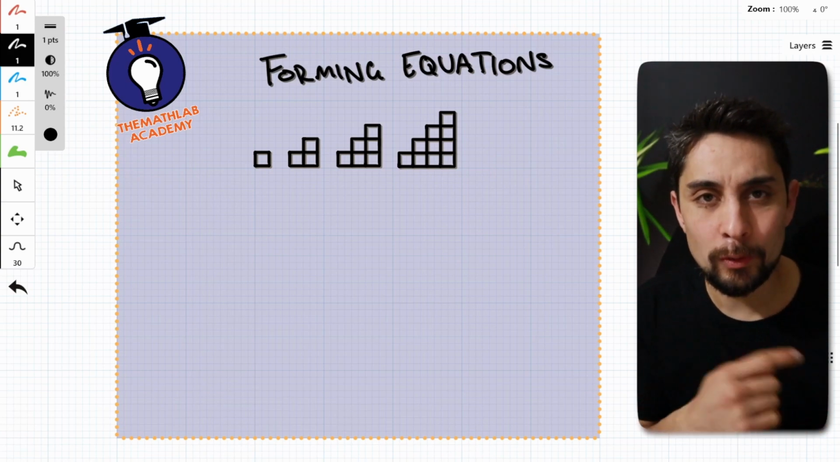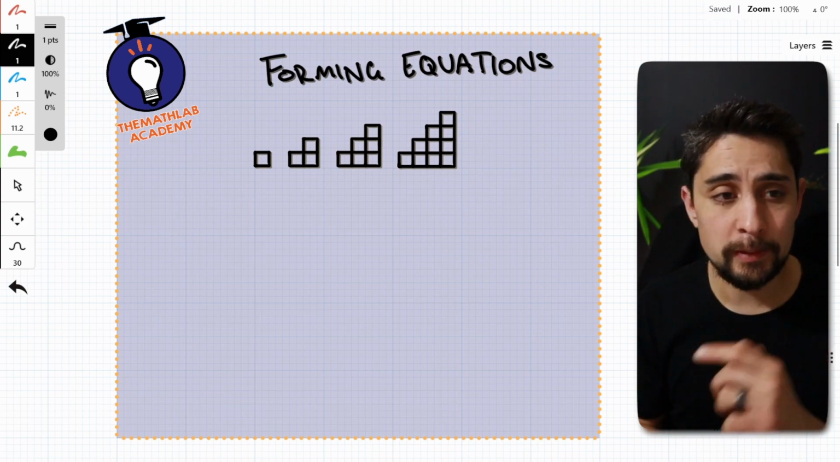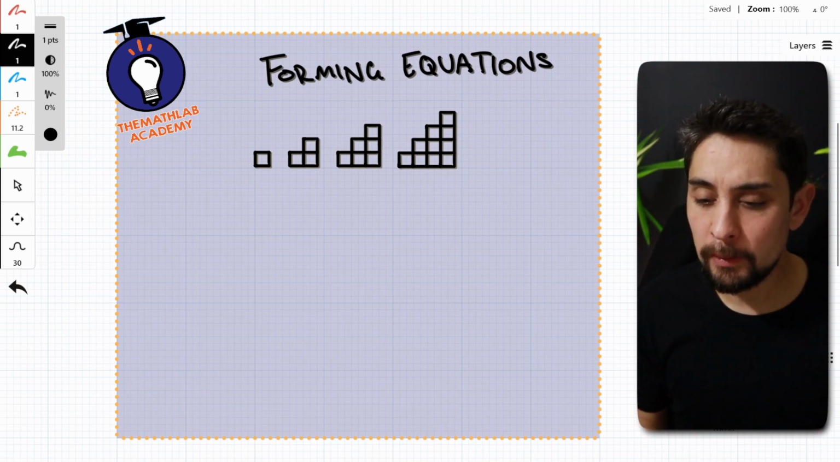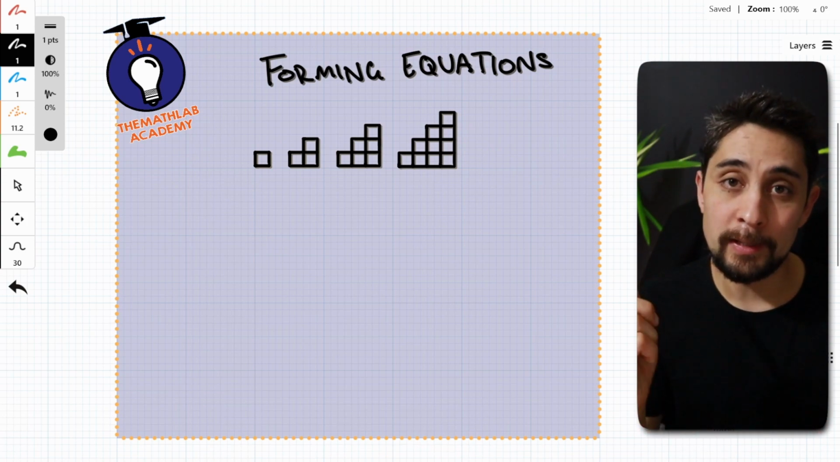In the previous video, we saw how we could form an equation from this step graph that you see here. In this video, we're going to do that visually using the power of dots. Let's get into it.